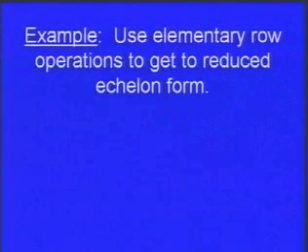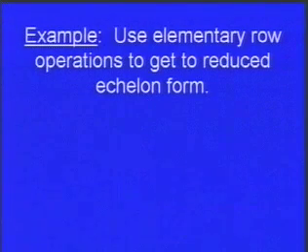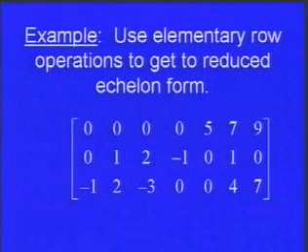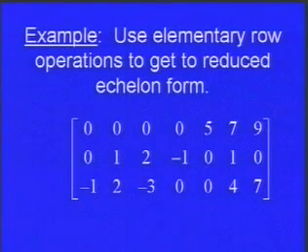Okay, so let's take a look at this example. Use elementary row operations to get to reduced echelon form. Okay, now I've given you kind of a big matrix here. Don't let it bother you though. You just have 3 rows and then 1, 2, 3, 4, 5, 6, 7 columns. Okay, you're going to find that this one is actually going to come out pretty quickly.